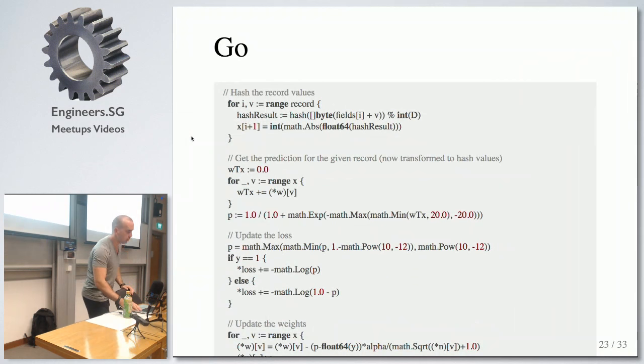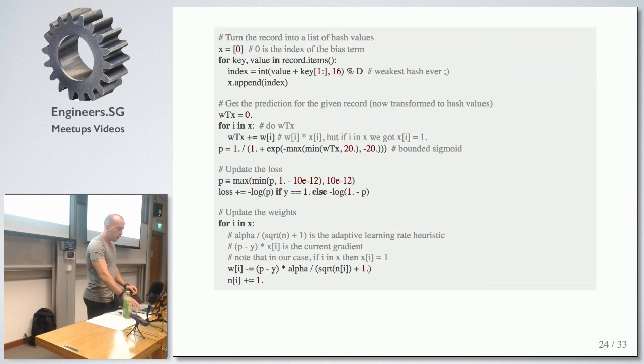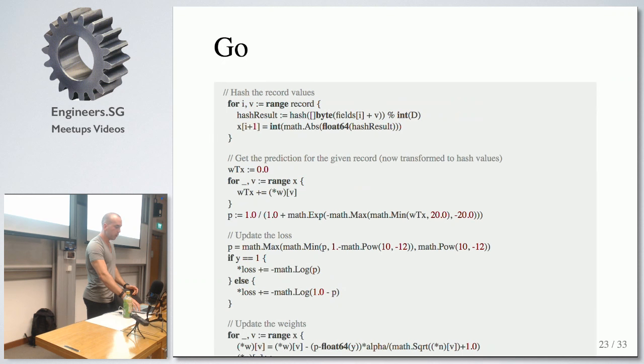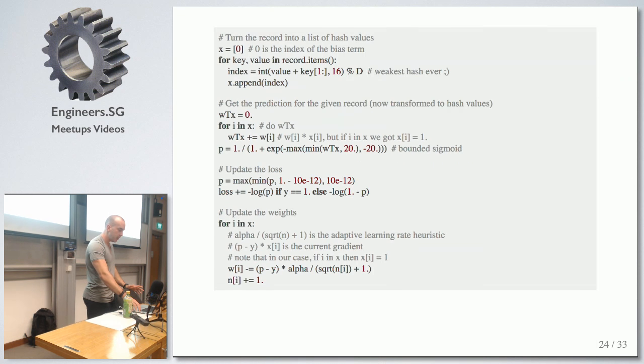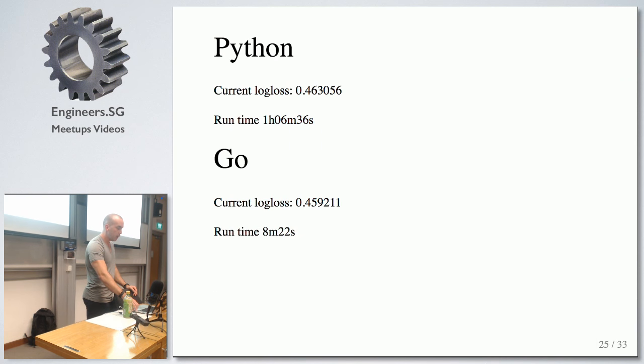So I rewrote it in Go. And I started with the base case. No concurrency, just one core. So same as the Python version, basically. I read one record from the file, do the machine learning stuff, blah, blah. So this was the Python version. This was the Go version. They're not that different. But man, was it faster.